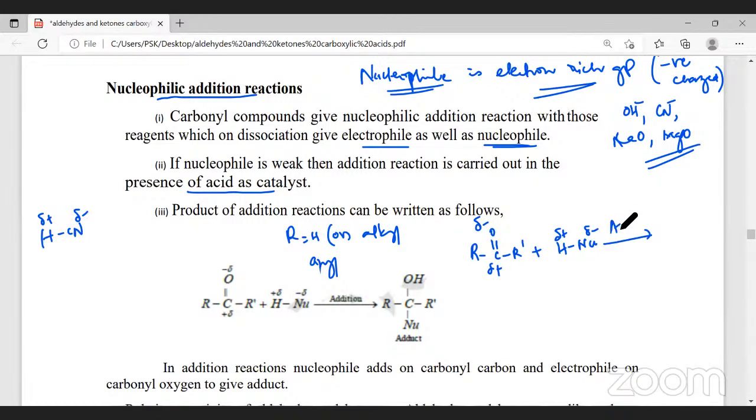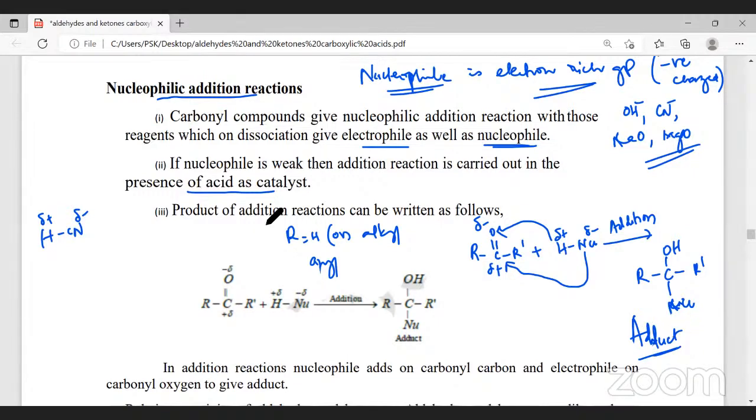This is the addition reaction we're talking about. So what happens? H attacks oxygen, because H is positive. Nu is negative and this carbon is positive, therefore, opposite charges, this nucleophile attacks the carbon. So what do we get? We get R, C. One pi bond will break down, so you get OH. Here you have C, a nucleophile, and R. This is called an adduct. This adduct is called the addition product.